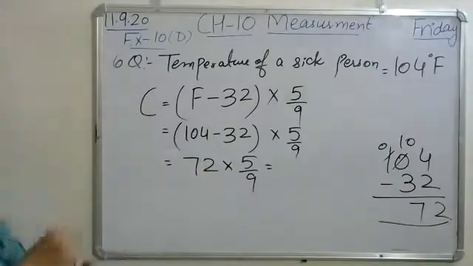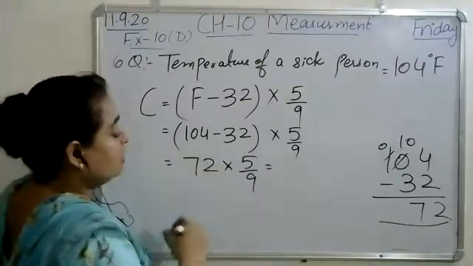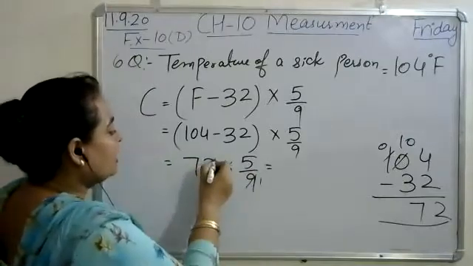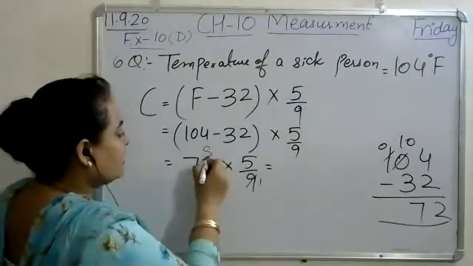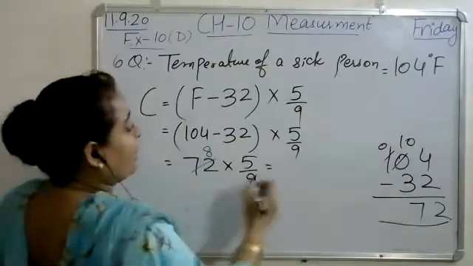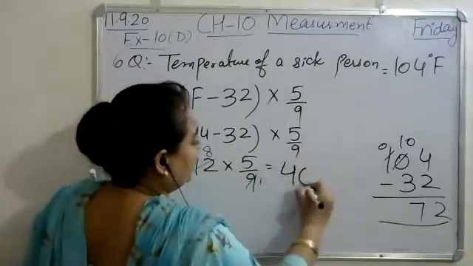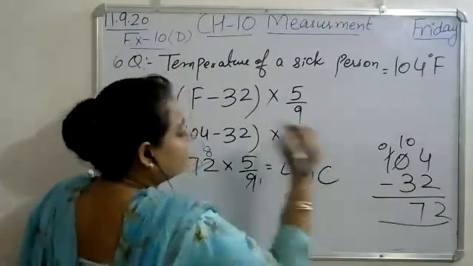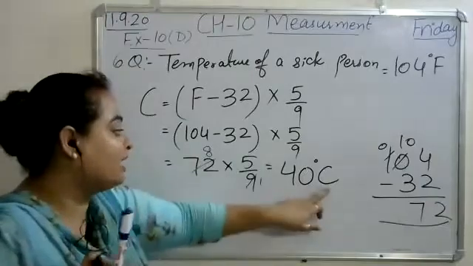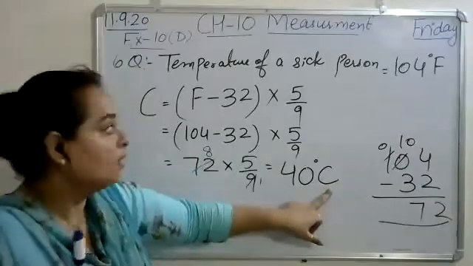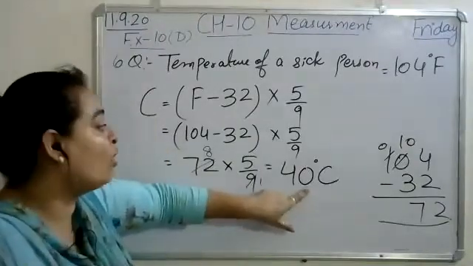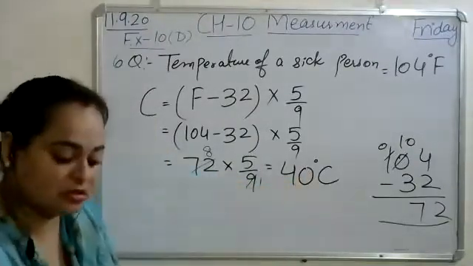Cancellation. In the table of 9, 9 ones are 9, 9 eights are 72. So 8 multiplied by 5, you will write 40 degree Celsius. And it is very much compulsory to write this unit. So this is Celsius, so here you will write 40 degrees Celsius.